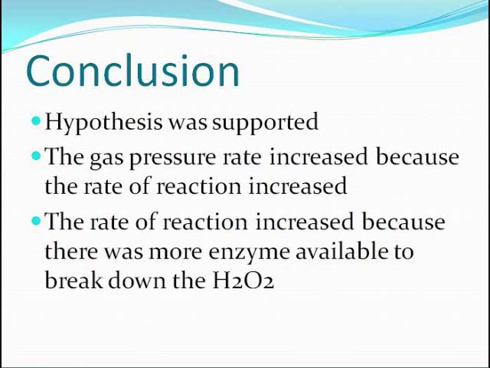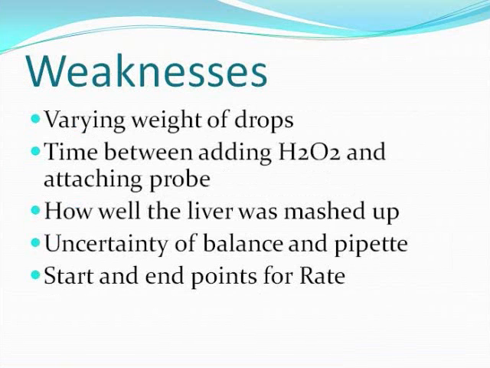Conclusion: our findings. Our hypothesis was supported because the graph of the average rates of the reactions showed that as the number of drops increased, the reaction rate increased as well. This increase in rate means that the enzyme catalase broke down the hydrogen peroxide into oxygen and water more quickly when there was a greater amount of enzyme present. This is because the greater the amount of enzyme present, the greater the possibility of a substrate binding to the enzyme in its active site. This would occur because there would be more active sites available for the hydrogen peroxide to bind to.